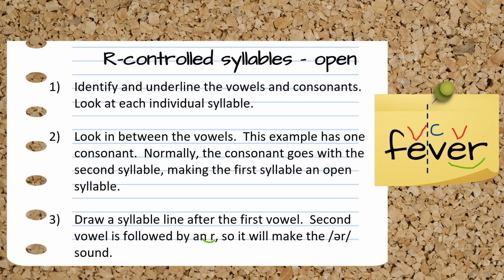When there is 1 consonant between the vowels, the consonant goes with the second syllable, making the first syllable open since there's no syllable blocking it in. The vowel in the first syllable is free to say its name out the door. E, fee. The second vowel in the second syllable is followed by an R, so it is going to say the R-controlled sound. Ver, fever, fever.